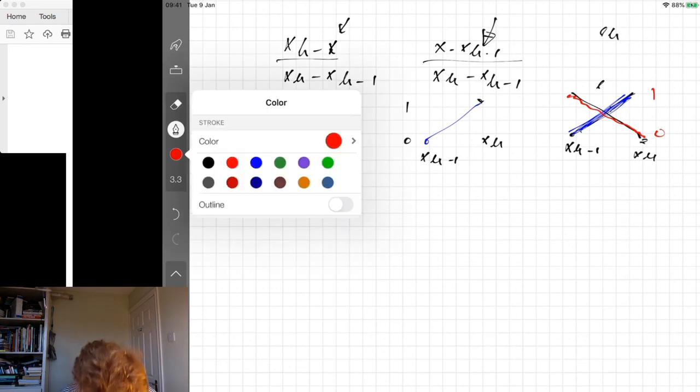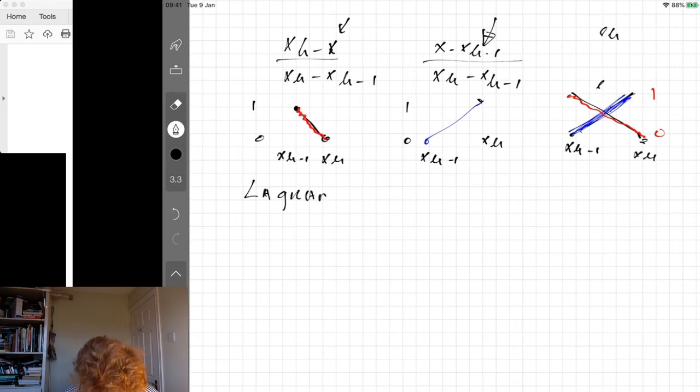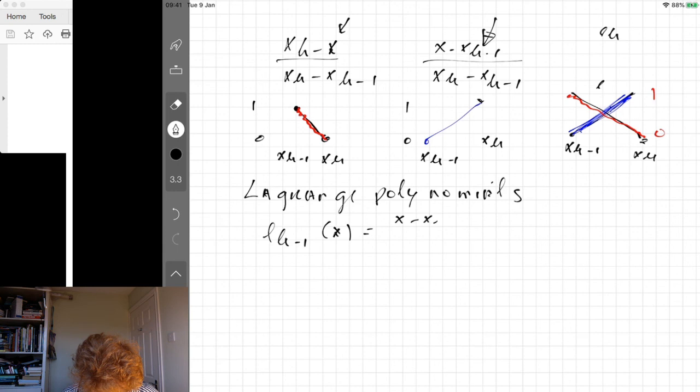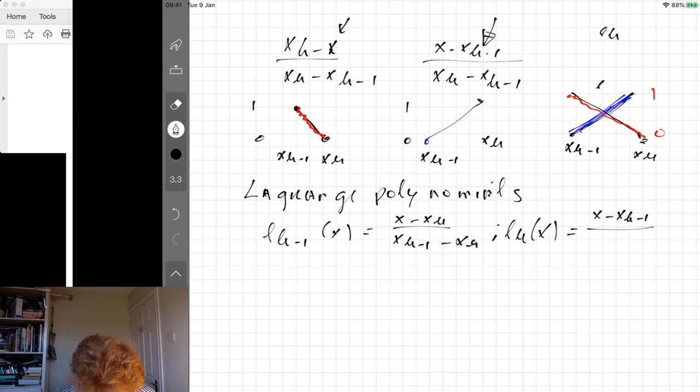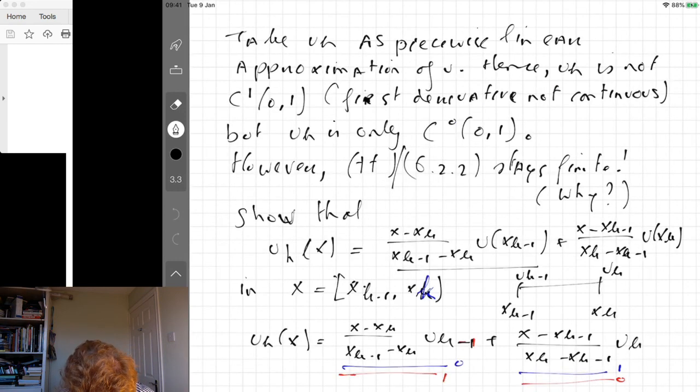So I have to be careful, it's in element e_k. These are actually first order Lagrange polynomials. So we can name them L_{k-1}(x) is (x minus x_k) over (x_{k-1} minus x_k), and L_k(x) is (x minus x_{k-1}) over (x_k minus x_{k-1}). Yes, so this one has the negative slope because the denominator is negative. Is it right?